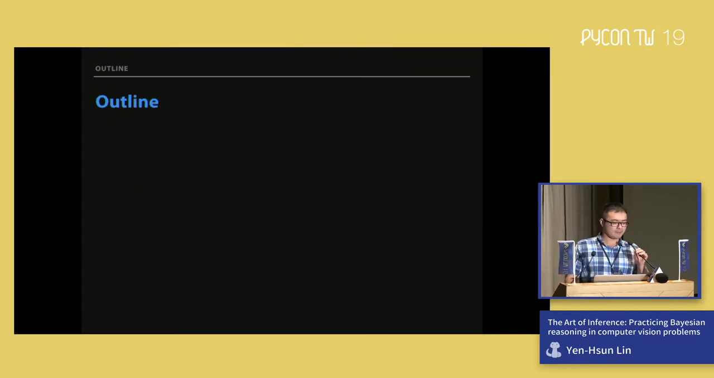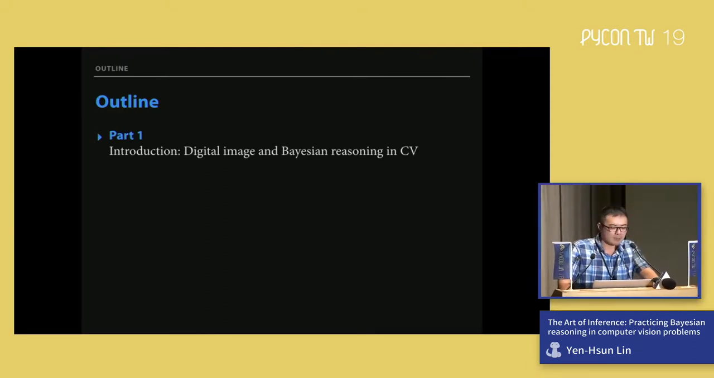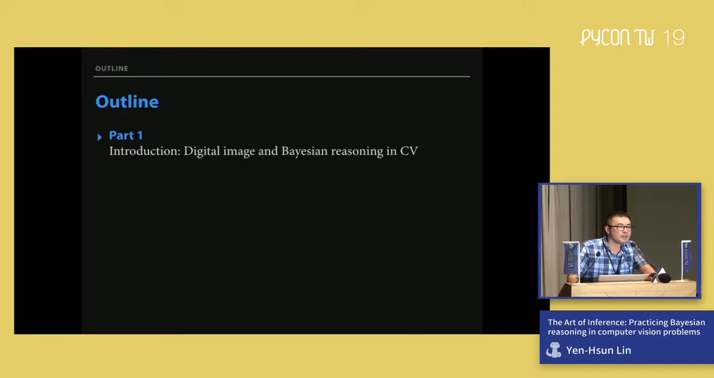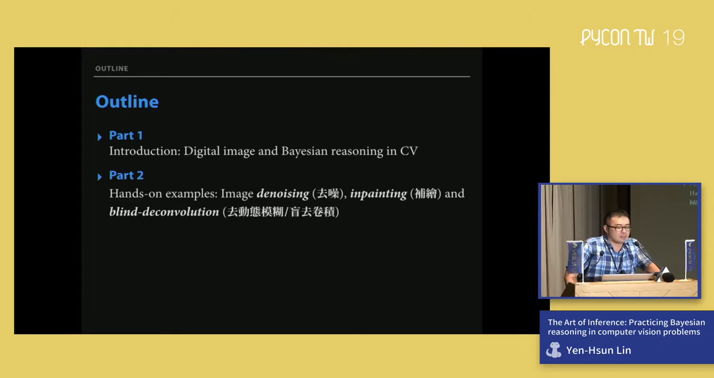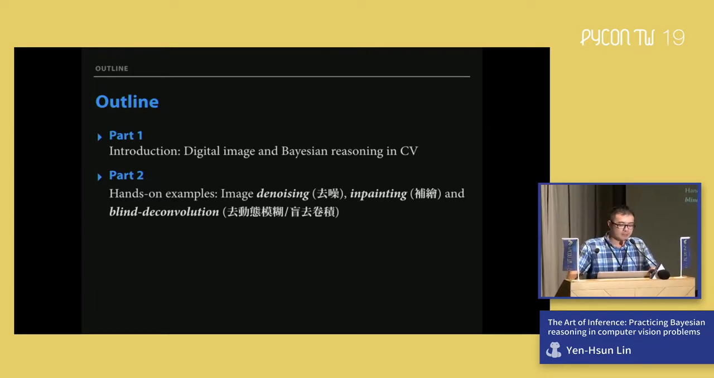Okay, so let me briefly tell you what I'm going to do today. Here is the outline. I divided my talk into four parts. In part one, I would like to briefly introduce what a digital image is and how we can reason about pixels with Bayesian inference. Despite there being a lot of math in part one, in part two I would like to demonstrate with some examples, particularly focusing on these three: Bayesian image denoising, inpainting, and blind deconvolution.